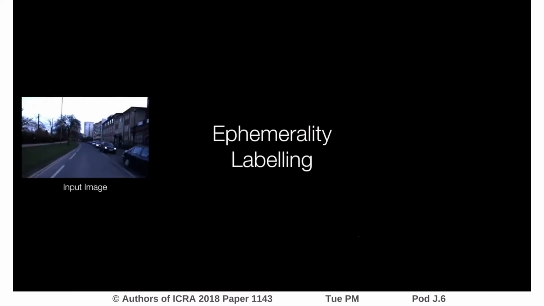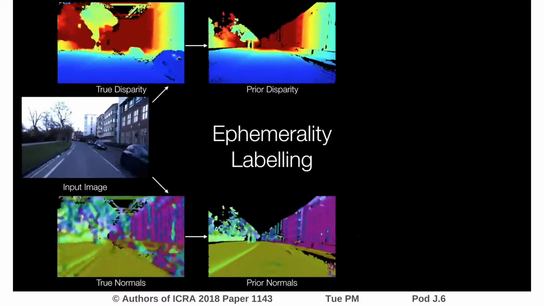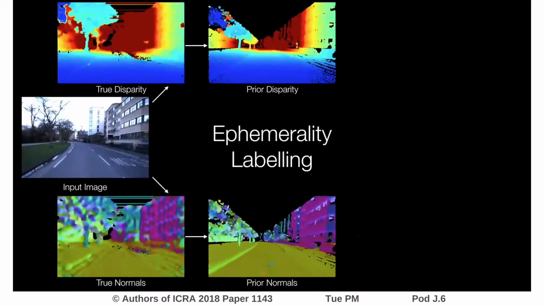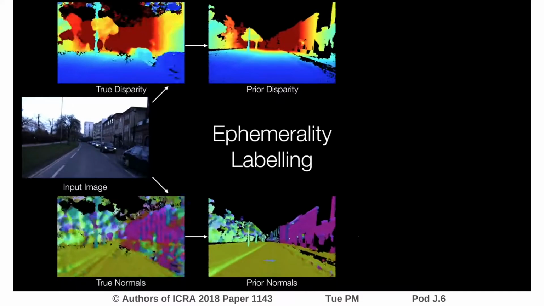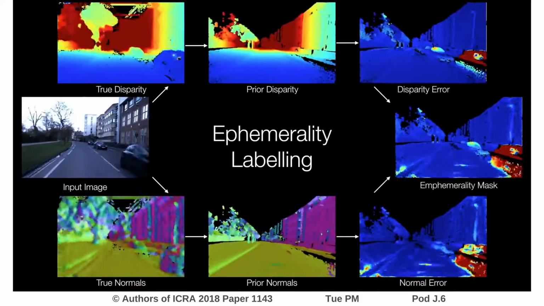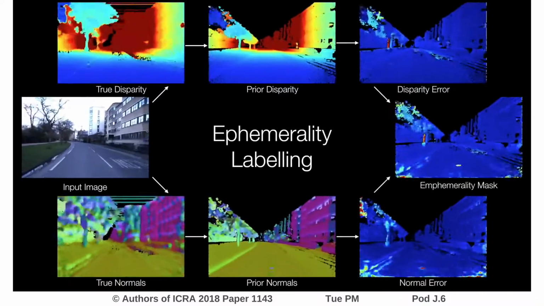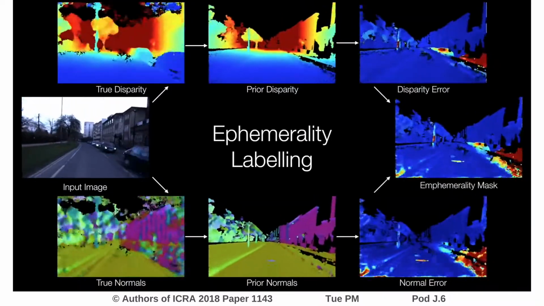To build ephemerality masks for training, we first compute the true disparity and normals using an offline dense stereo approach. We project the prior 3D static structure into the image to create the expected disparity and normal images. In the presence of traffic or dynamic objects, these will differ considerably. We compute the ephemerality as a weighted sum of these differences.